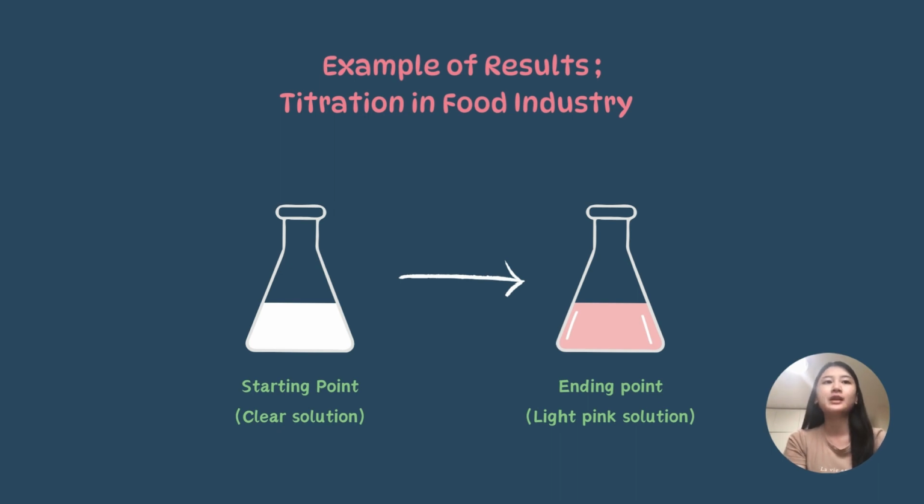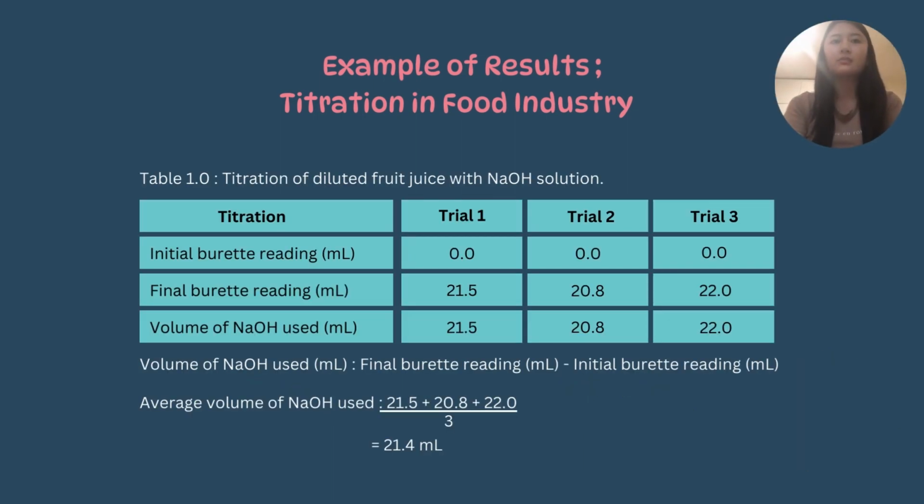Hi, my name is Fanny Beatriza Palitus, and I will be presenting an example of results of titration in the food industry. In titrating the diluted fruit juice with phenolphthalein as the indicator, the endpoint is reached when the clear solution transitions into a light pink color. This change indicates the neutralization of citric acid in the fruit juice by the sodium hydroxide solution. All the data obtained from the experiments are recorded in Table 1.